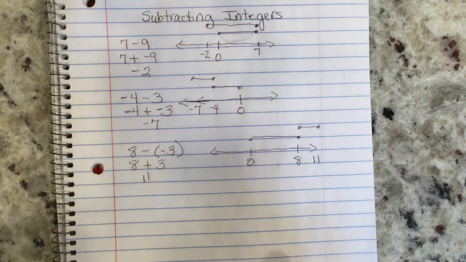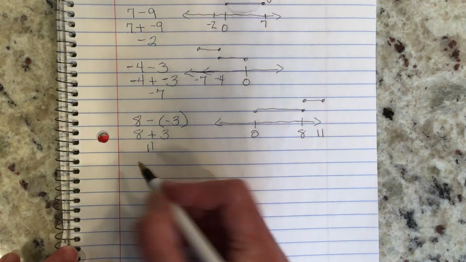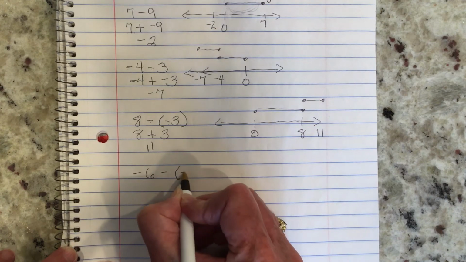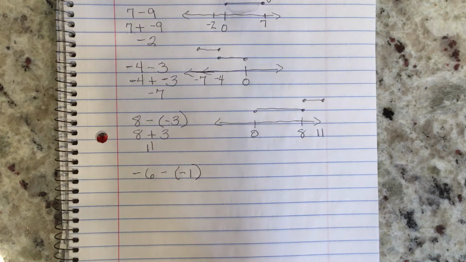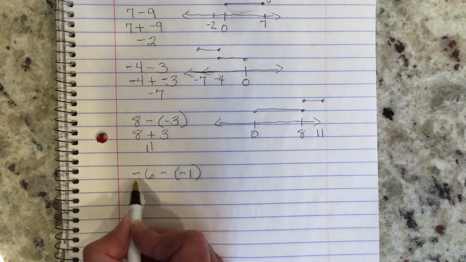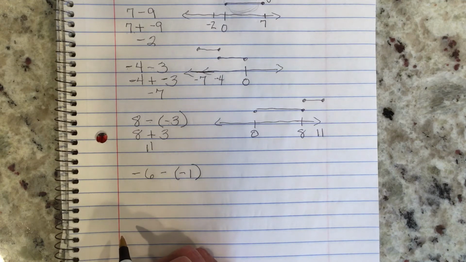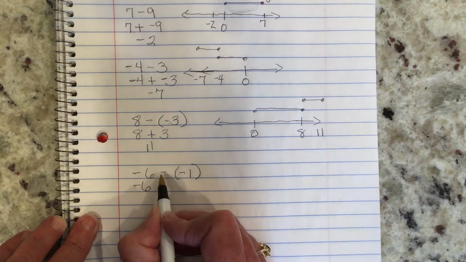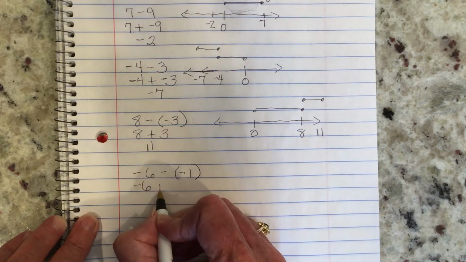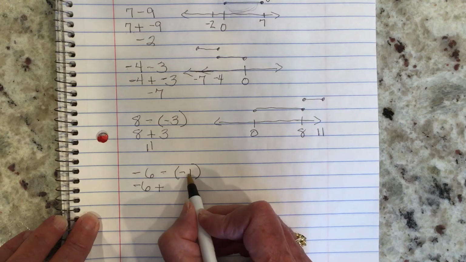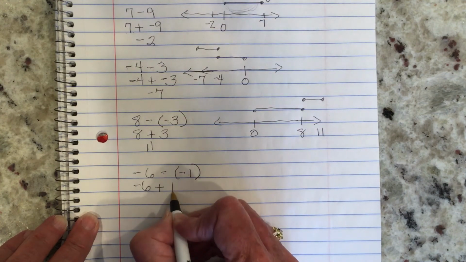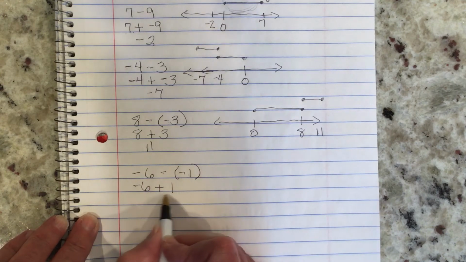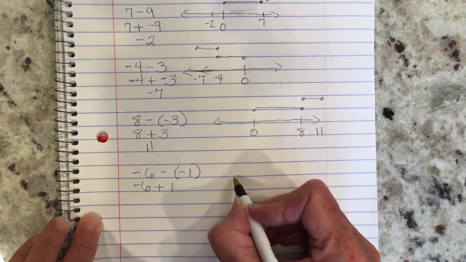Okay, and we'll do one more. So we have negative 6 minus negative 1. Now, a common mistake for students to make is to change this negative 6 to positive 6. Remember, we always keep the first number, we change the subtraction to addition, and then we take the opposite of the next number. Oh, can we think of something else? A double negative makes a positive. So there's another little thing to think about.